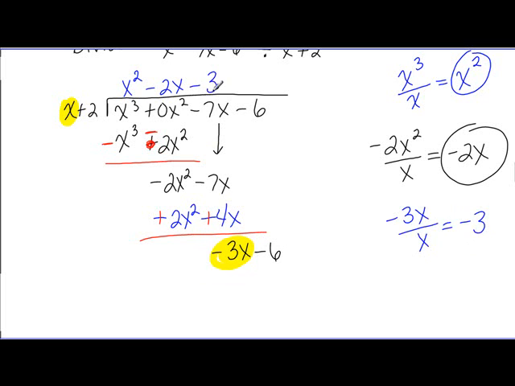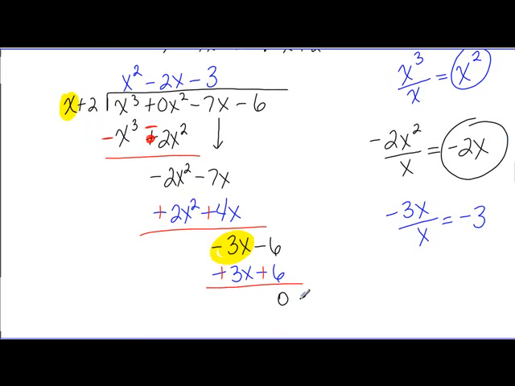Negative 3 times x. Negative 3 times 2. And subtract. And we've got actually 0 this time. So this number, of course, is the remainder. And this polynomial is the quotient.